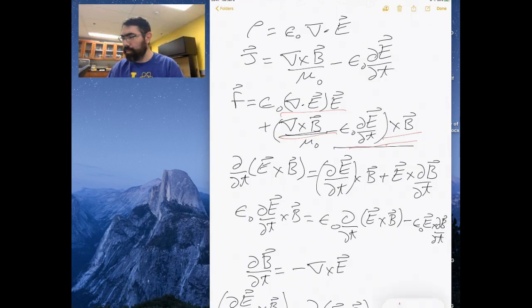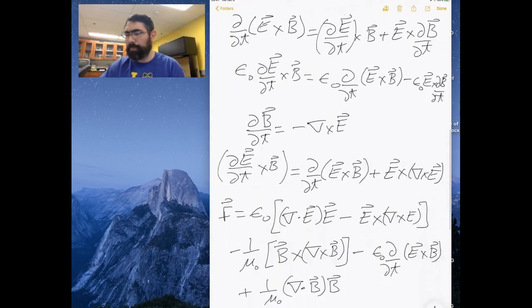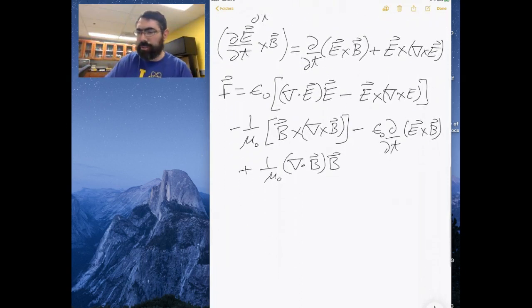And where it did is I basically just added it in, because I know that the divergence of B from Maxwell's second equation is zero. So if it's zero, I can just throw it in there. But by throwing it in there, what I get is a very symmetric equation now. So now I have similar terms for electric fields and magnetic fields.